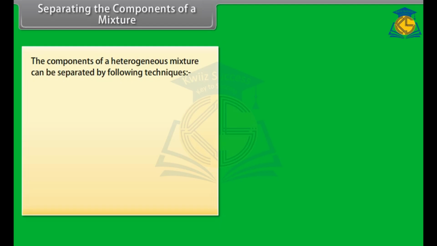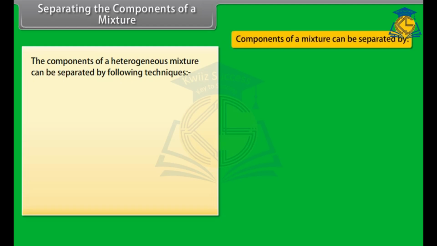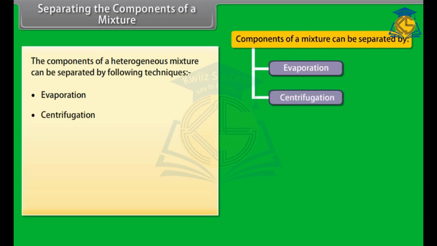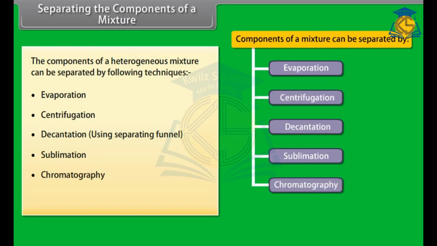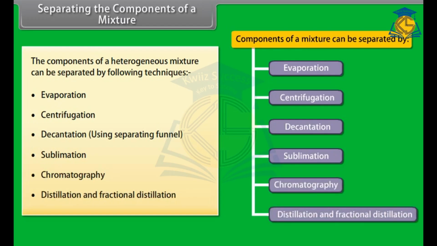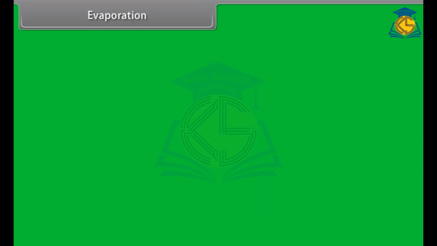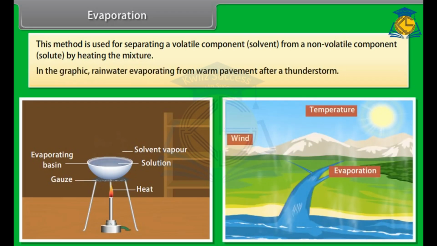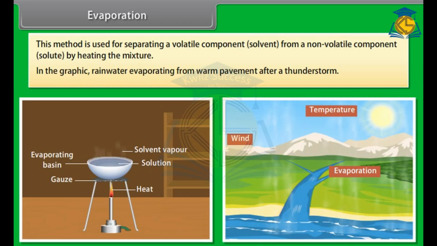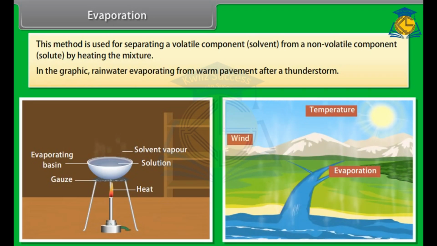Separating the components of a mixture. The components of a heterogeneous mixture can be separated by the following techniques: evaporation, centrifugation, decantation, sublimation, chromatography, distillation and fractional distillation. Evaporation. This method is used for separating a volatile component solvent from a non-volatile component solute by heating the mixture. In the graphic, rainwater evaporating from warm pavement after a thunderstorm.